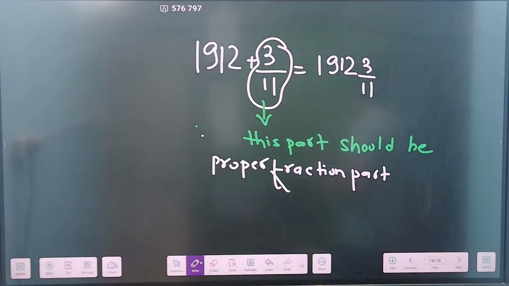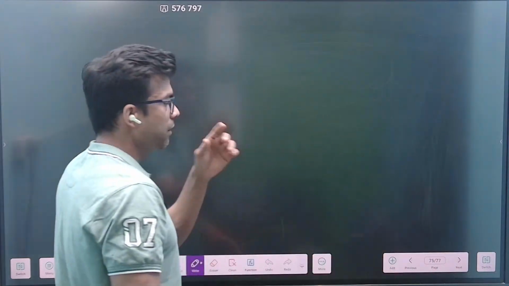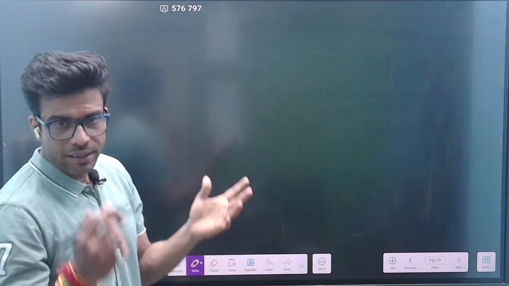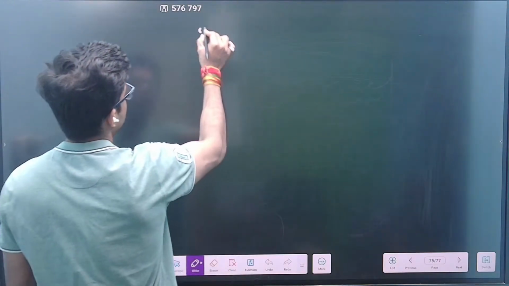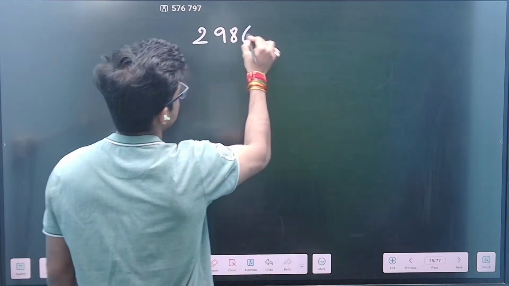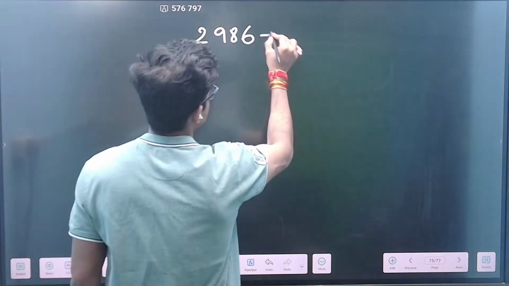I guess everyone is getting this point, correct? Now suppose you can ask a question, every time I'll not get such a problem. Let's take one more example like 2986, and the mixed part would be plus 19 by 7.